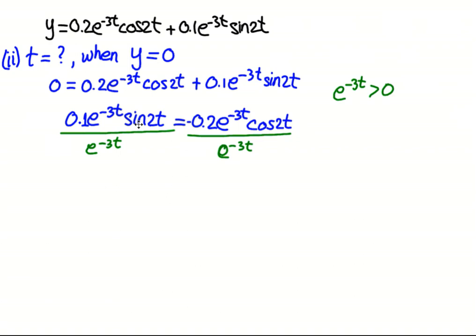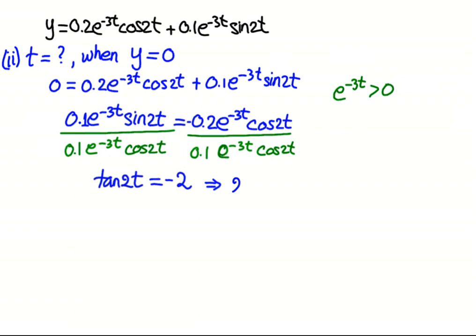And then I will also divide by cosine of 2t, and try to eliminate the 0.1, so I will divide by the 0.1 as well. So when everything is cleared, we should have just tangent of 2t equal to negative 2, because sine over cosine is tangent. Now this is very easy. Tangent of 2t equal to negative 2.